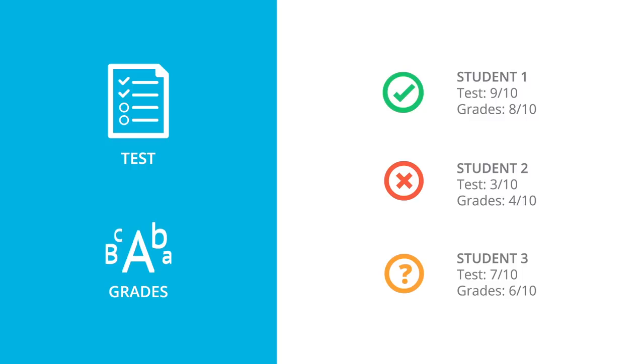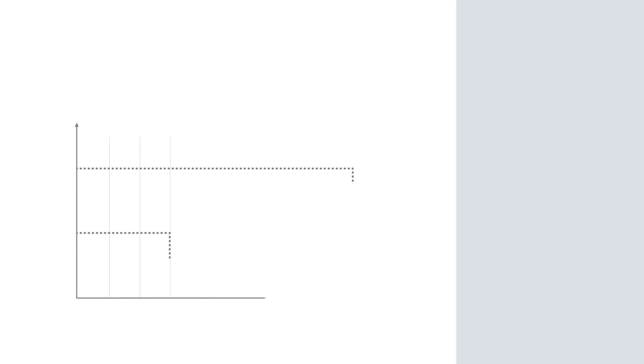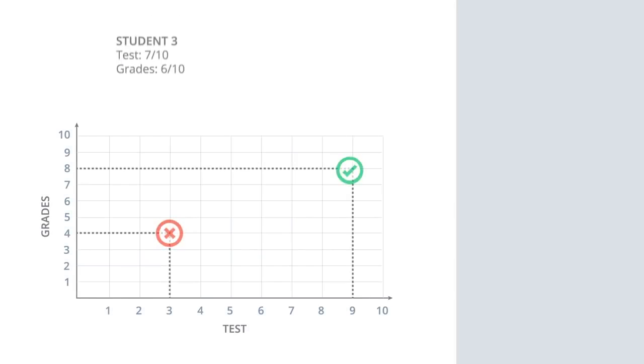So our first way to find this out is to plot students in a graph with the horizontal axis corresponding to the score in the test and the vertical axis corresponding to the grades. And the students would fit here. The student who got 3 and 4 gets located in the point with coordinates 3, 4. And the student who got 9 and 8 gets located in the point with coordinates 9, 8.